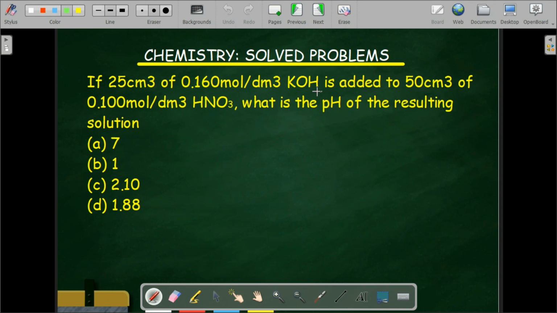Now we have a strong base, potassium hydroxide, and we have a strong acid here, which is nitric acid, HNO3, with a basicity of 1. What's the meaning of basicity? Basicity is the number of replaceable hydrogen present in one molecule of an acid. That's what we call basicity. So HNO3 here has a basicity of 1. So this reaction between a strong acid and a strong base will produce a salt and water upon complete neutralization.